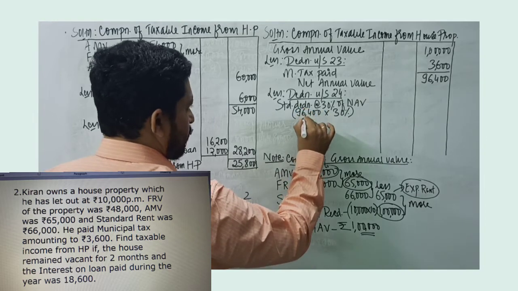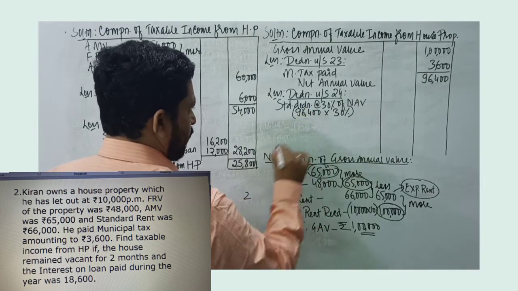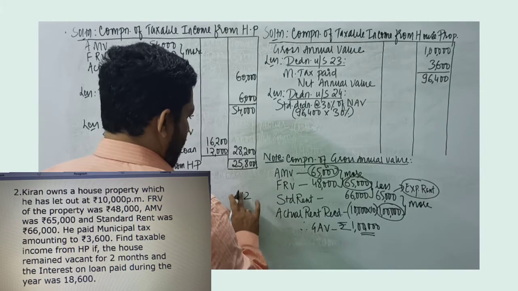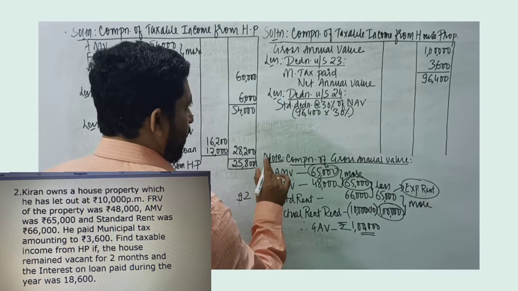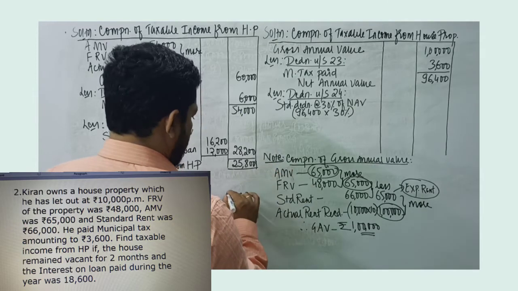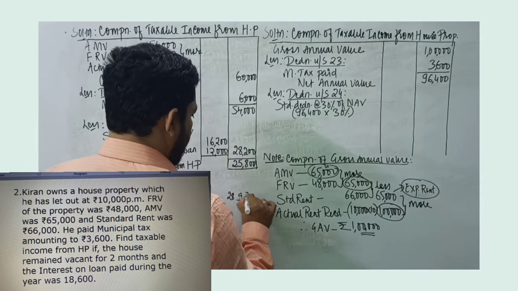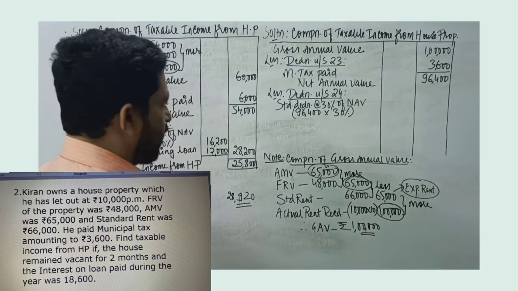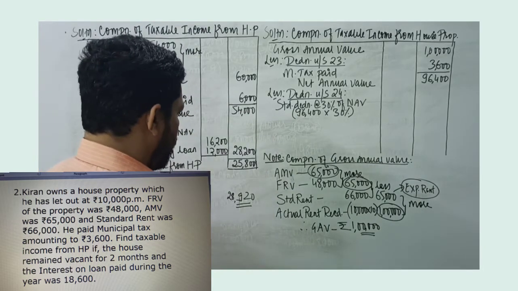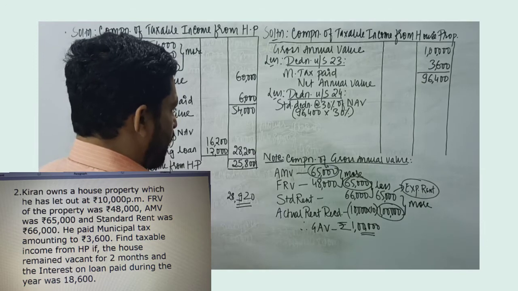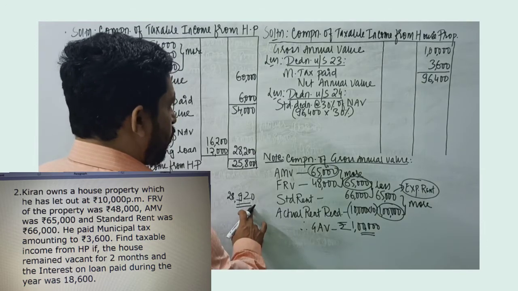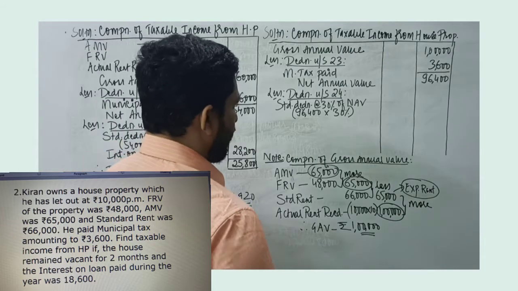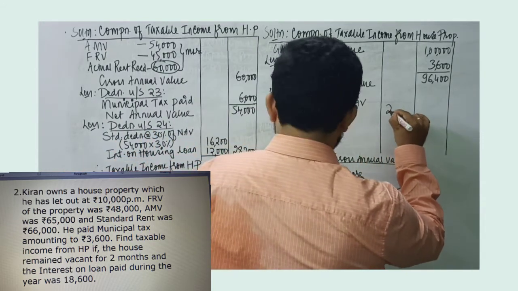96,400 into 30% would be 28,920. So 9,640 into 3: 3 4s are 12, 1; 3 6s are 18, 1, 19; 3 9s are 27, 28. So it is 28,920.